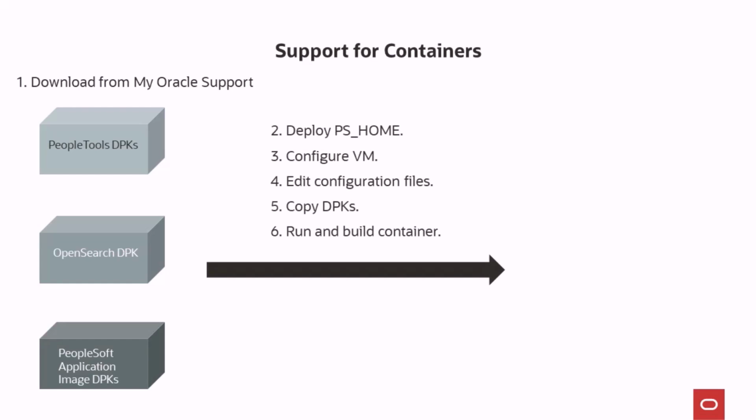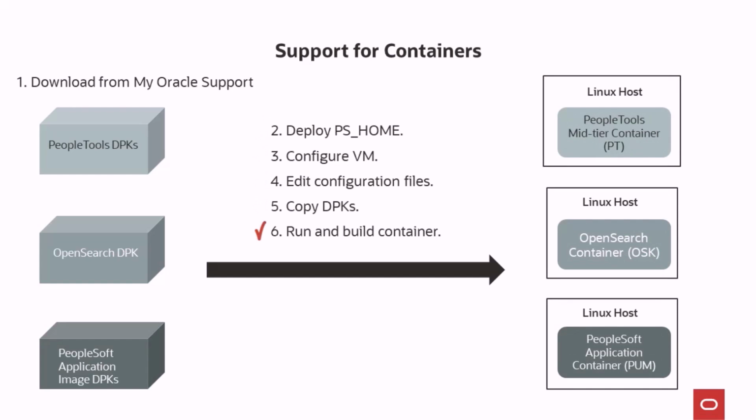Use the DPK setup script to deploy PS Home only, where you find a README file with instructions, container scripts, and configuration files. Use the instructions provided to configure a VM for Podman. Podman is an open-source, command line tool for running and managing containers. Edit the configuration files and place the DPKs in the staging location. Run and build the container.